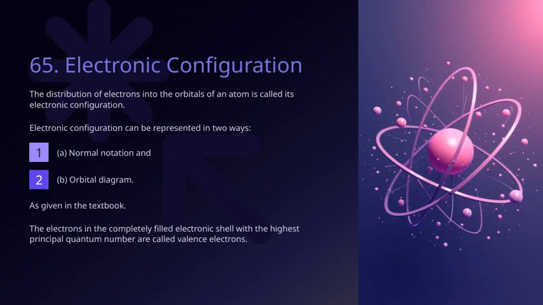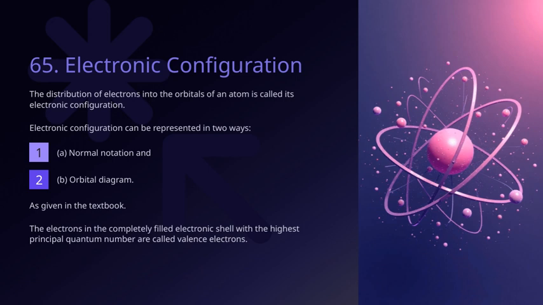Now, let's wrap up with a key concept about electrons in atoms. The electrons in the completely filled electronic shell with the highest principal quantum number are called valence electrons. These are the electrons that are most involved in chemical bonding and reactions. As mentioned earlier in the textbook, understanding valence electrons helps us predict how elements will interact. Moving on, we see there are different ways to represent an atom's electronic structure. One way is the normal notation, which is a straightforward way to show the electron distribution. The other is the orbital diagram, which visually illustrates how electrons occupy specific orbitals.